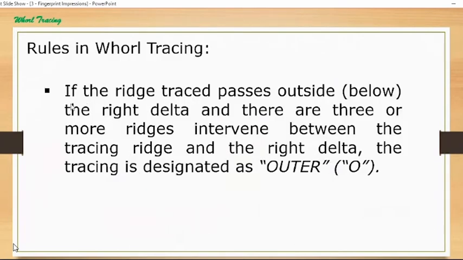Rule number 2. If the ridge trace passes outside or below the right delta, and there are 3 or more ridges intervene between the tracing ridge and the right delta, this tracing is designated as outer.